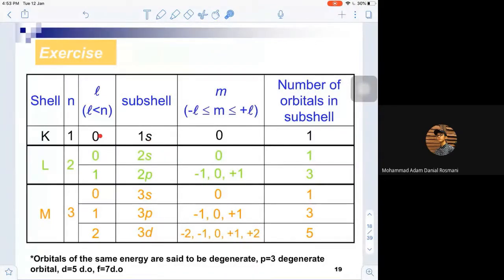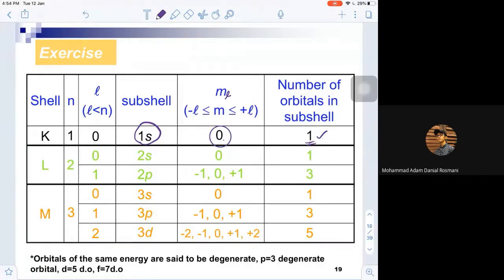So when L is 0, the ml value will be 0, only one value. Why is it 0? Because ml is from negative L to positive L. Since we have only one ml value, we have only one orbital in space. So for 1s, we have only one orientation in space.